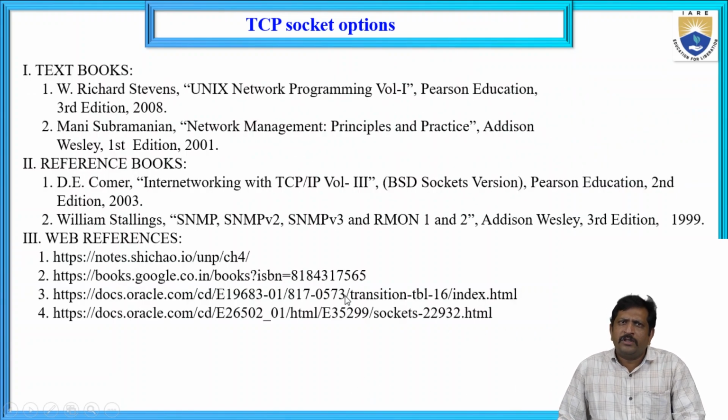Here the books are Unix Network Programming by Richard Stevens and Network Management by Subramanian. These two are the textbooks for TCP socket options, and the reference book is Internetworking with TCP/IP, and these are all the references for TCP socket options.